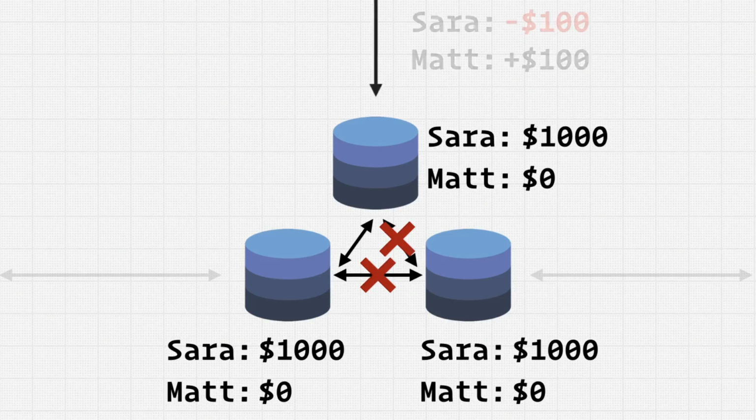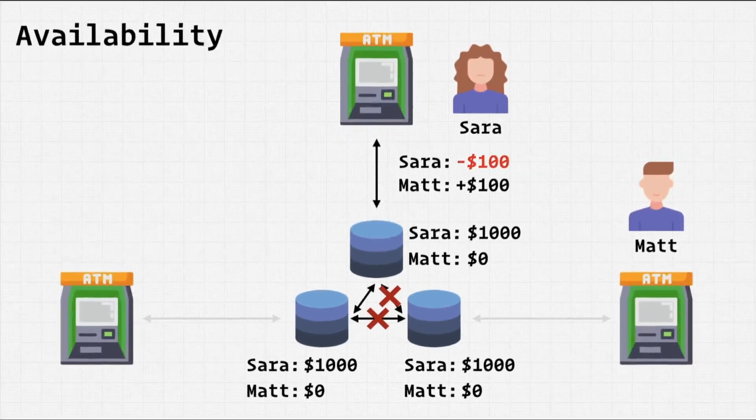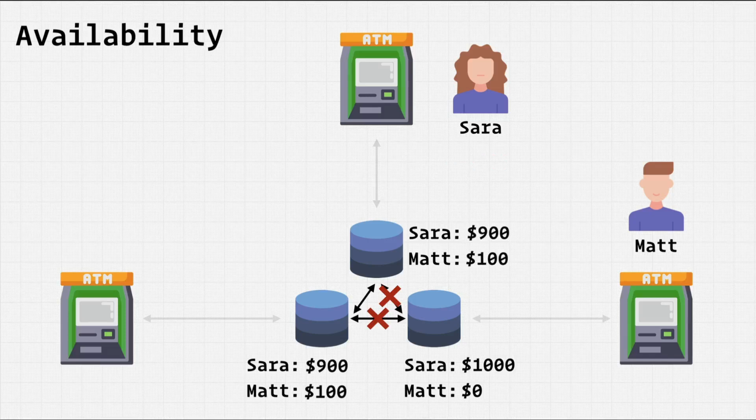Now, let's say Sarah makes that same transaction. She wants to remove $100 from her balance and give Matt $100. What happens in our system is that this transaction completes, and let's say it is also consistent with whatever nodes that this database was able to communicate to. So that bottom left one and the one that Sarah was directly communicating to both reflect the correct data. Sarah having a new balance of $900 and Matt with $100.